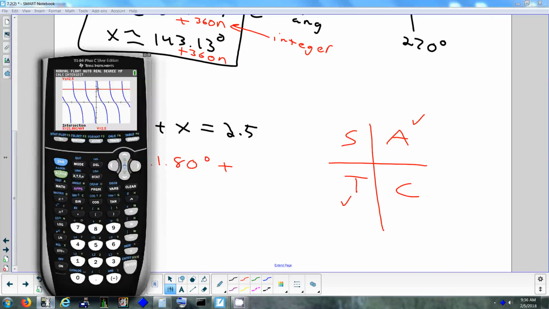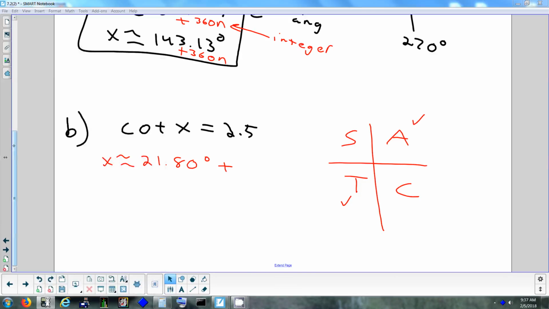Well, let's set our window to something easy to look at. Let's set it from 0 to 360. From 0 to 360, how many times is the graph repeating? Oh, Megan? Twice. So what's the period of it then? Pi, yeah, or 180. So this graph repeats every 180 degrees. That's why in a 0 to 360, you see it twice. So plus 180 n.